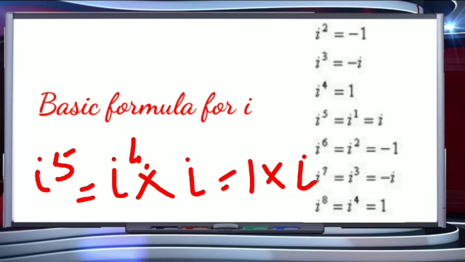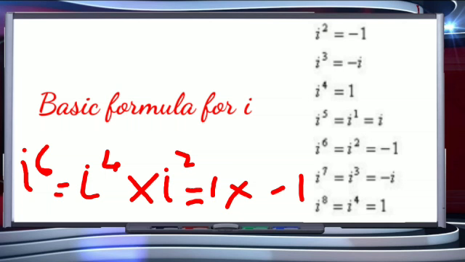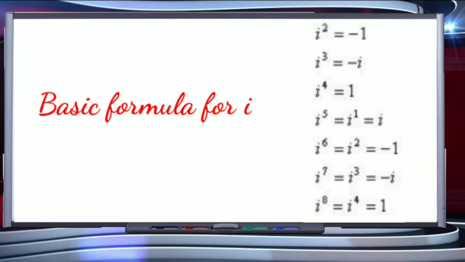Next, iota raised to power 5. As iota raised to power 4 is 1, 5 can be written as iota raised to power 4 into iota raised to power 1. So this reduces to iota. Again, iota raised to power 6 can be written as iota raised to power 4 plus 2. Iota raised to power 4 is 1, so we are left with iota square, which is again minus 1. Iota raised to power 7: again reduce 4 from that, so iota cube, that is equal to minus iota.